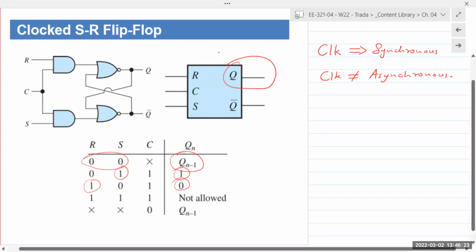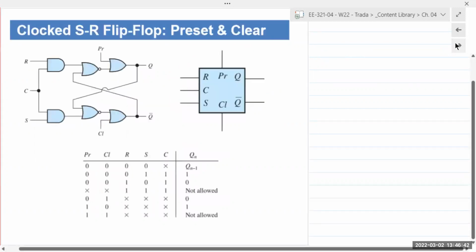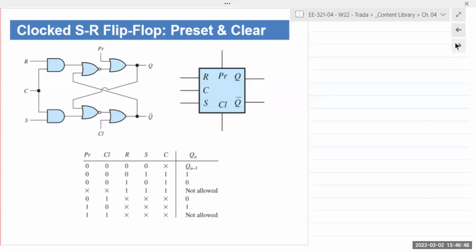So the symbol for a clocked SR flip-flop will have 2 inputs, R and S, 1 clock, and Q and Q naught at the output. Flip-flops in general have this kind of square shape. And that brings us to a clocked SR flip-flop with preset and clear.